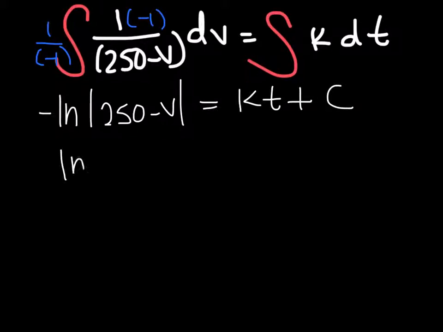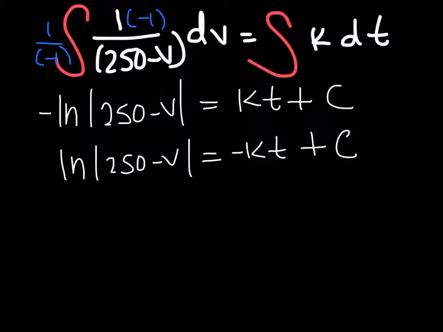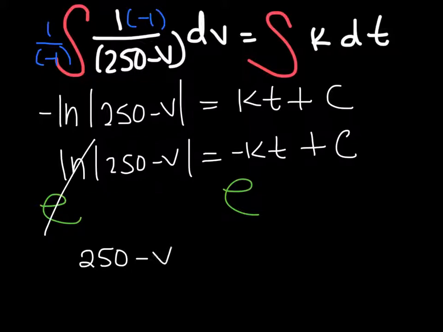I'm going to go ahead and multiply both sides by -1, so I get negative kt plus, of course, our constant of integration. We have a natural logarithm, so we definitely want to exponentiate both sides. So we're going to exponentiate. Okay, so this is gone, and we are left with 250 minus v equals e to the negative kt.